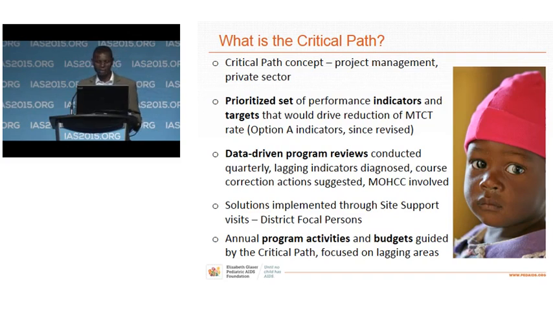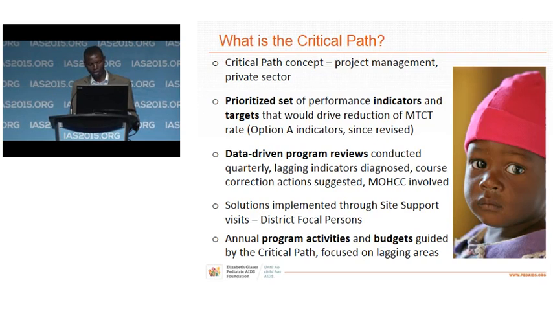So in this slide, we share a graphical representation of the critical path. As mentioned earlier, the critical path would have selected indicators, prioritized indicators from both the maternal and infant cascade of the PMTCT program. Each indicator would have a target, an annual target, which was actually population-based.